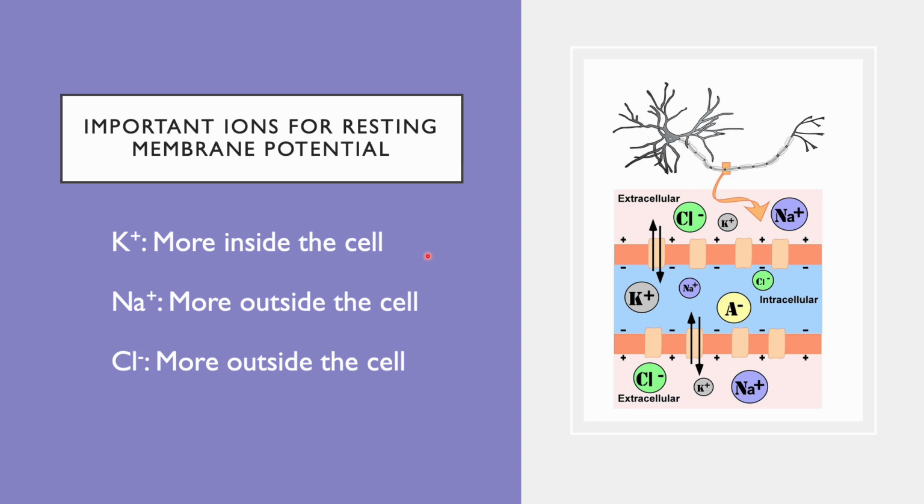Here are the important ions that you should know for how the cell maintains resting membrane potential. When the neuron is at rest, there is more potassium inside the cell. As you can see here in gray, K+ is inside of the cell, whereas sodium, shown here in purple, and chloride, shown here in green, are more concentrated outside of the cell.